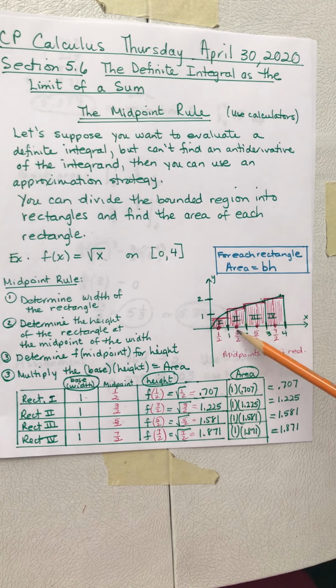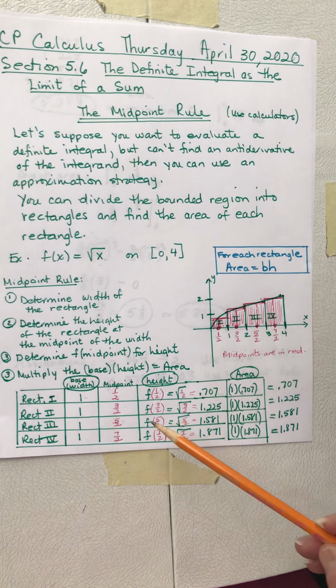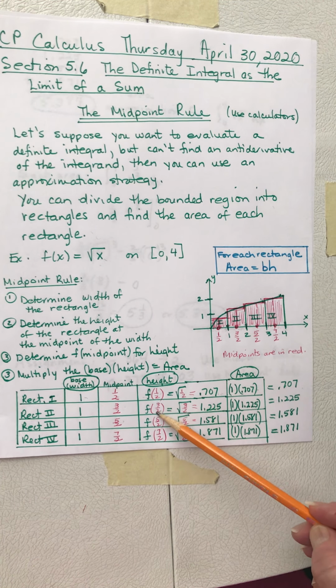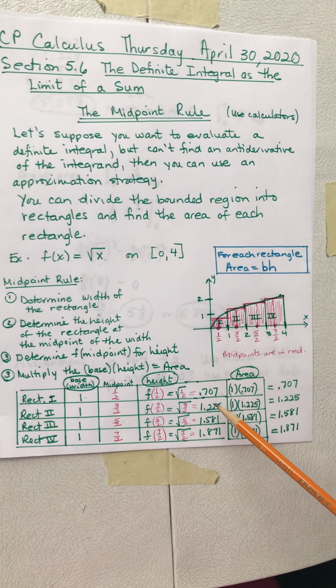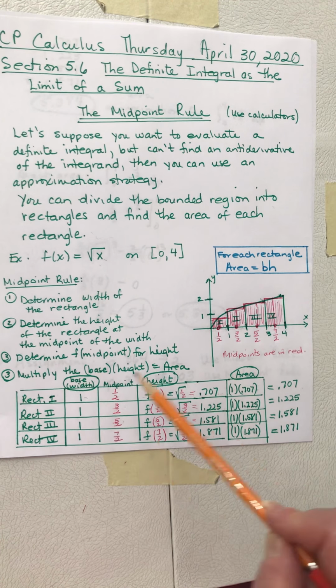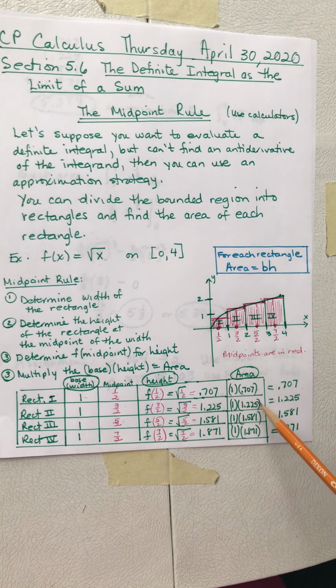Now let's do the second one. We already know that the base is 1, and the height is going to be f of 3/2. So you're going to plug 3/2 into the square root of x, and do that on your calculator. You get 1 and 225 thousandths. Then you multiply the base times the height. So 1 times 1.225. We get 1 and 225 thousandths.